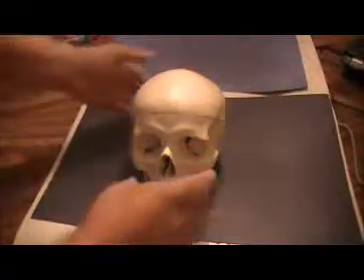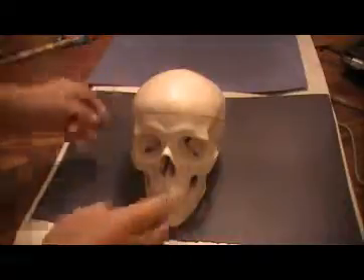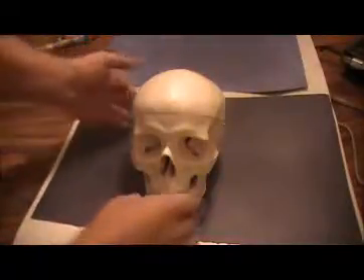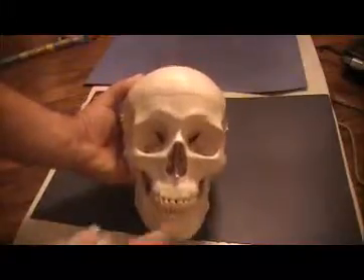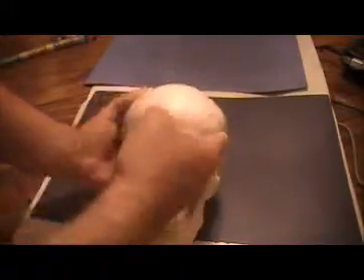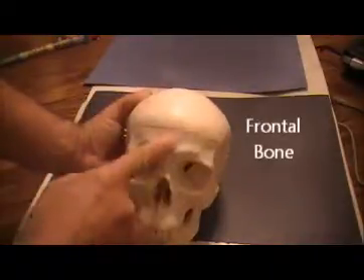Alright, on this slide here, we're going to be looking at the major bones of the skull. Now, we're going to start from the front view of the skull here. And from the front view of the skull, you can see several prominent bones. The first one is the front bone right here that makes up your forehead. This is the frontal bone.